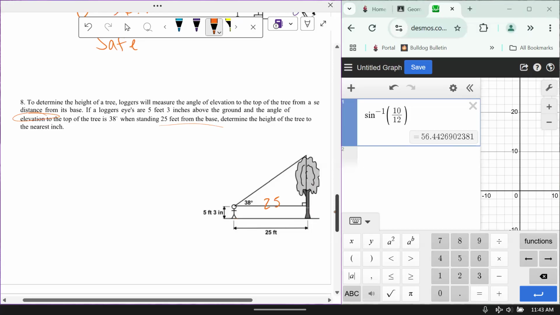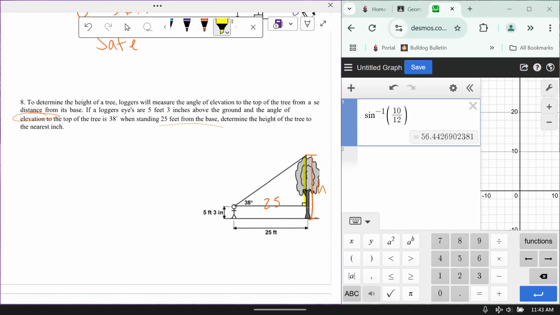Determine the height of the tree to the nearest inch. So we want the complete height of the tree, right? Now, if you notice, our triangle only gives us this amount right here. Here's our triangle. So we're going to have to find this height right here and then add the height of our little logger, 5'3".